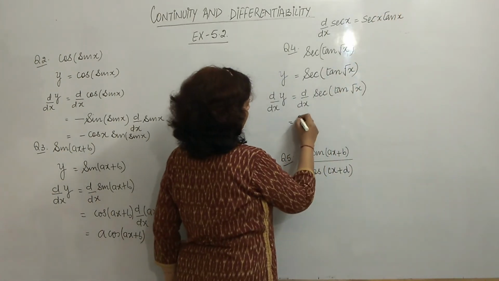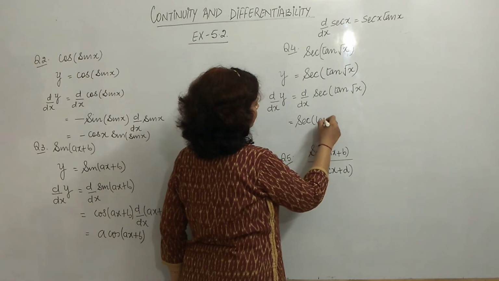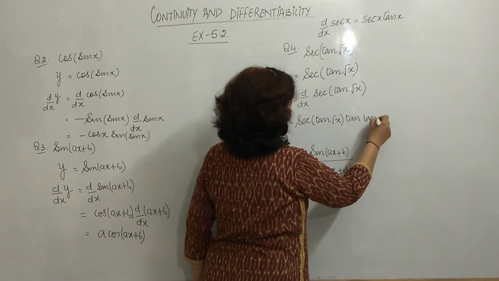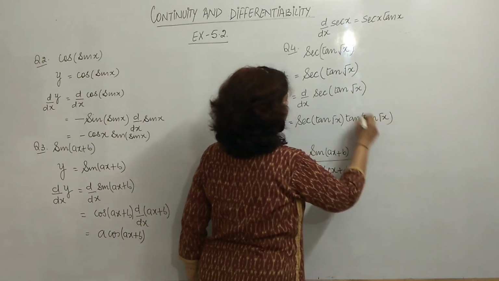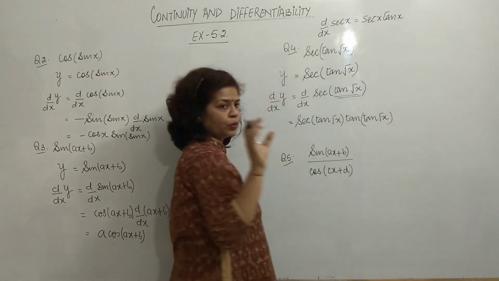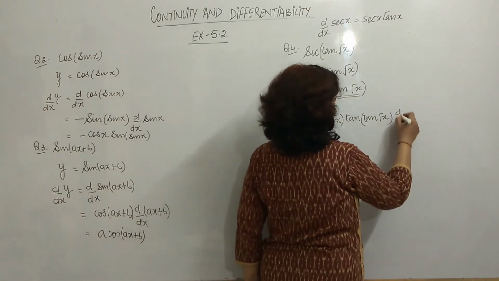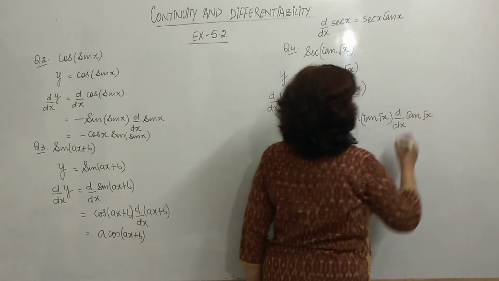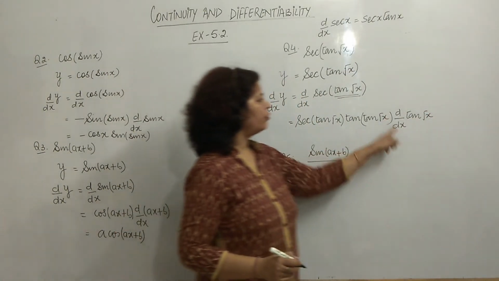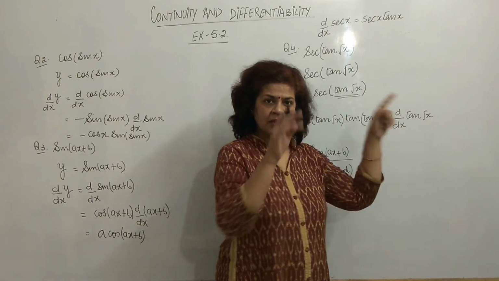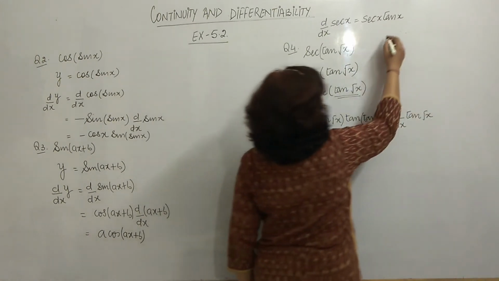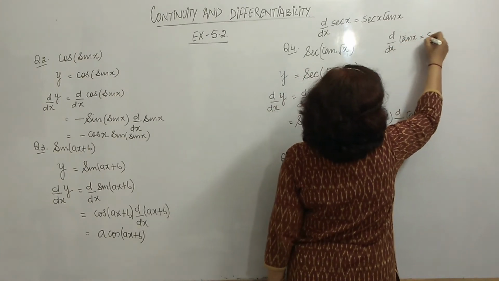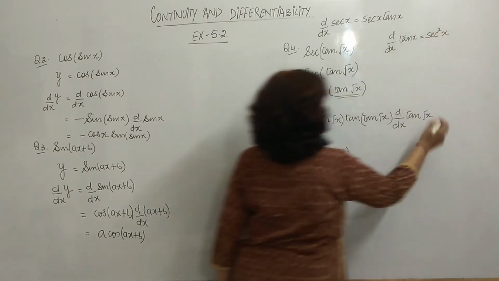So sec tan root x and tan root x, consider this as one thing only. Now comes the chain of tan root x. You know very well, the derivative of tan of something is sec square of something, because we know that the derivative of tan x is sec square x.